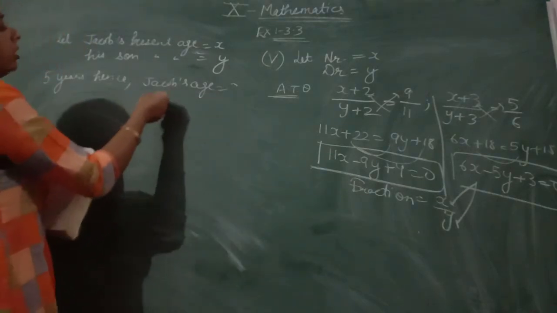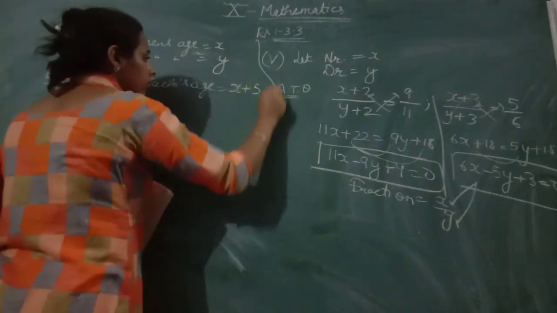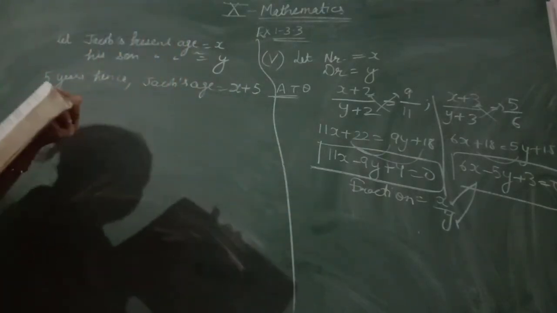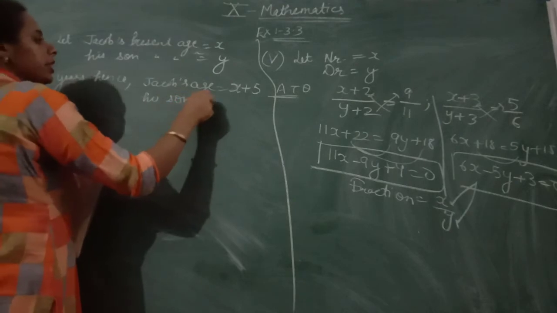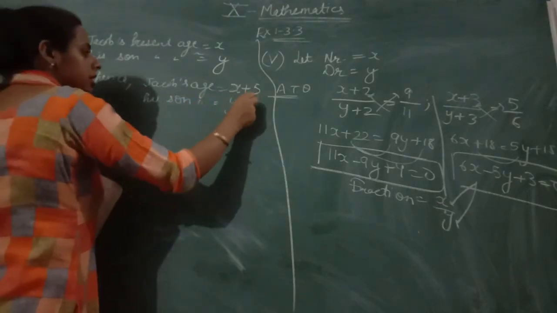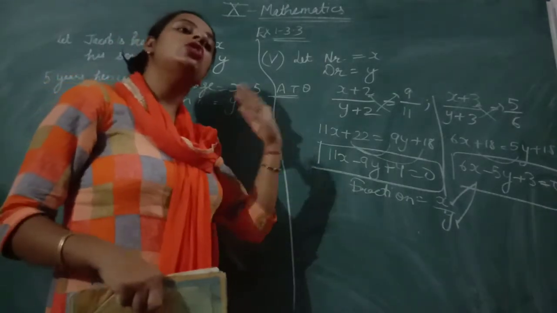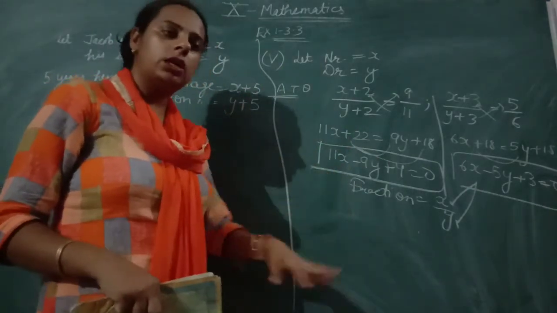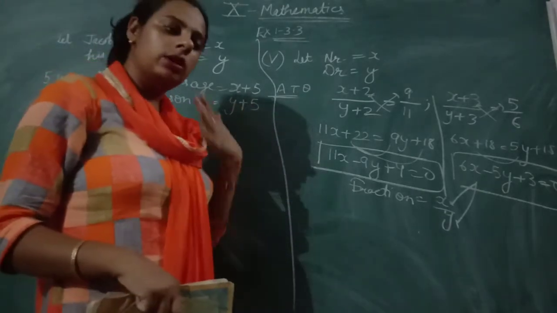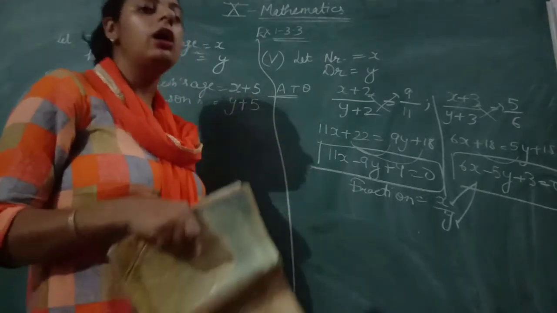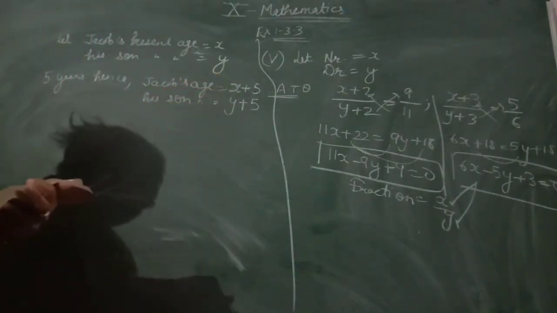In the same way, Jacob's age is also increased by 5. And what about his son's age? His son's age will also be extended by 5 years. After 5 years, not only your age, your sister, your brother, everyone's age increases by 5 years. In the same way, both their ages will be increased. And what is the statement then?